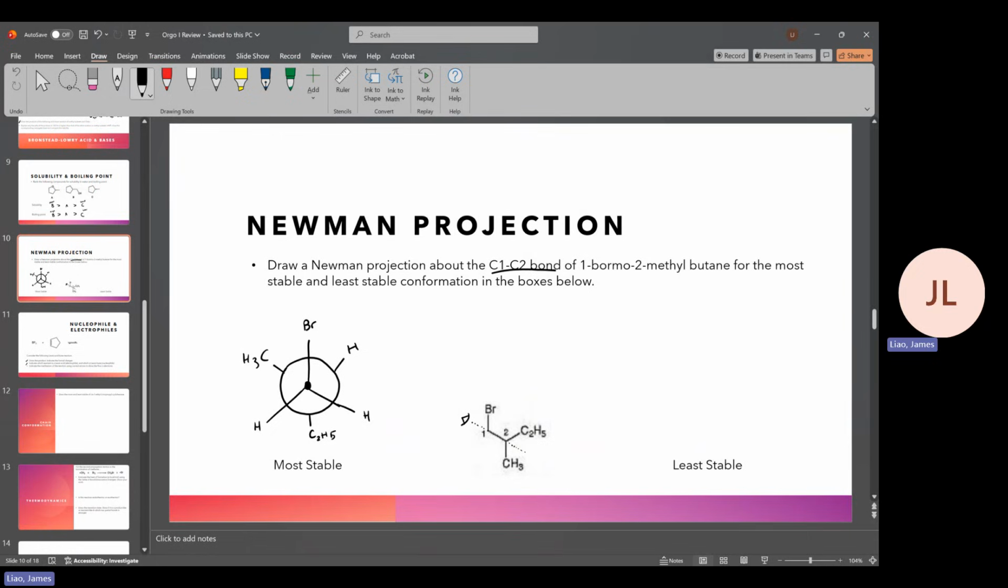Now, for the least stable, we do the opposite. Put the bulkiest groups as close as possible to each other, which is known as an eclipsed conformation. So I'm going to draw this again. Dot right here showing the front.